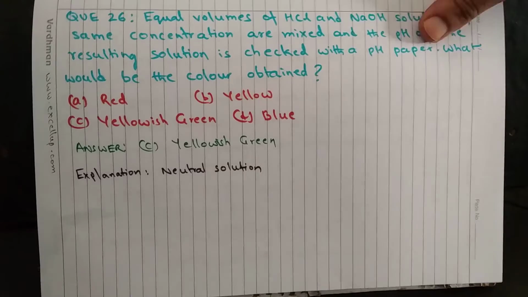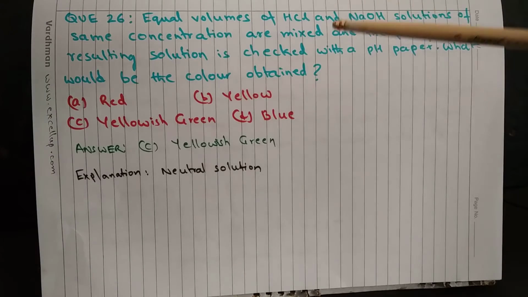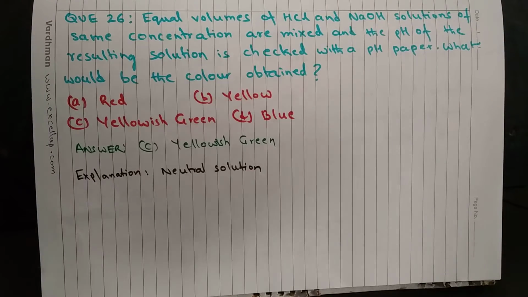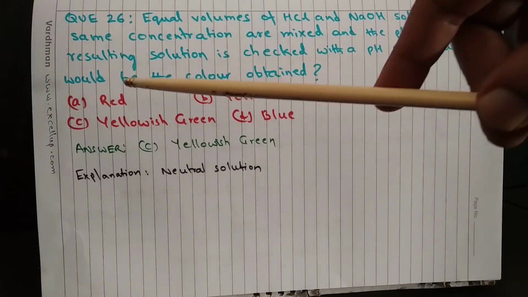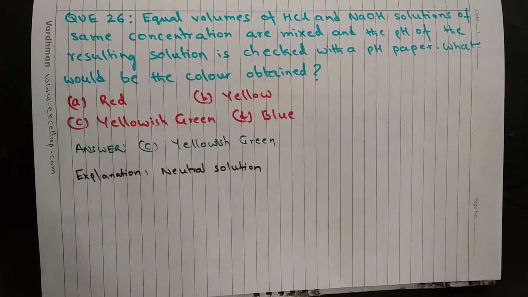Question 26. Equal volumes of hydrochloric acid and sodium hydroxide solutions of same concentration are mixed, and the pH of the resulting solution is checked with a pH paper. What would be the color obtained? A. Red, B. Yellow, C. Yellowish orange, and D. Blue. The answer is C. Yellowish orange. Once sodium hydroxide and hydrochloric acid are mixed, a neutralization reaction will follow. So the resulting mixture will become neutral, and pH paper shows yellowish green color in presence of neutral solution.